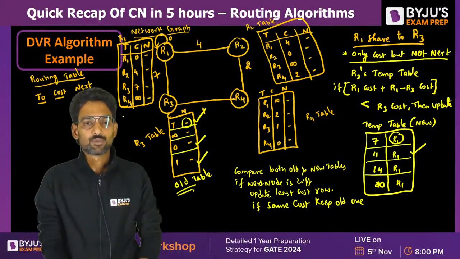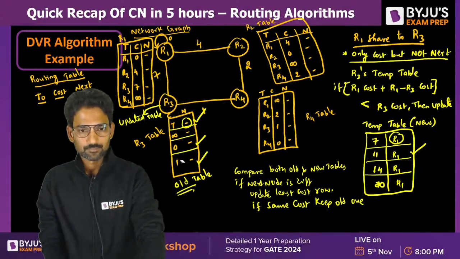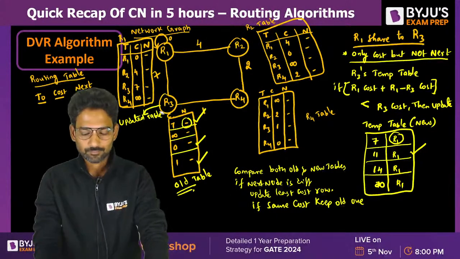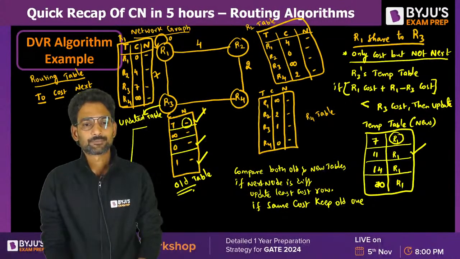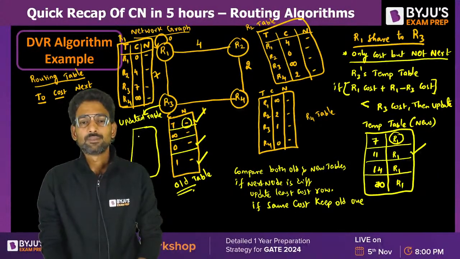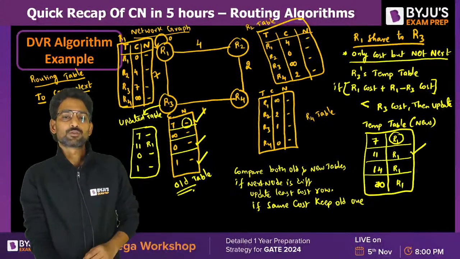table. So, what would be the R3's updated table? What would be the R3's updated table, dear friends? 7, 11, 0, 1. So, you see this.